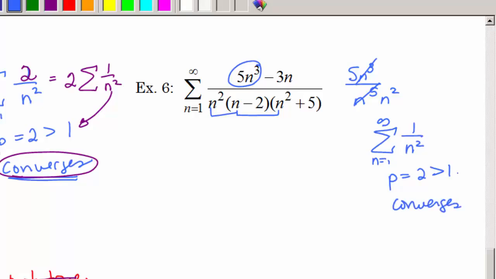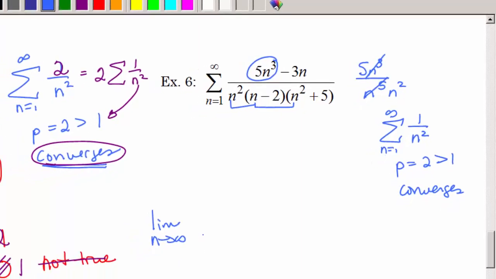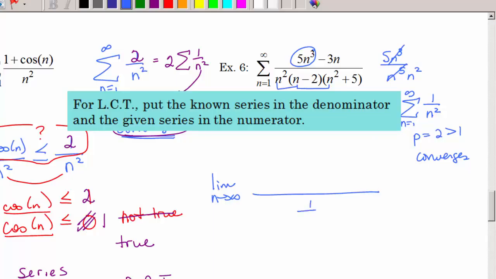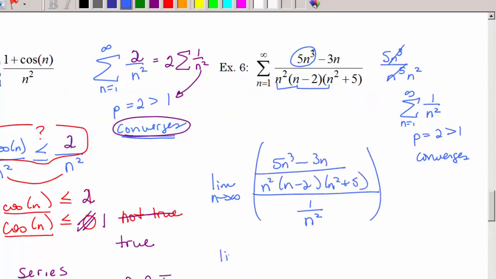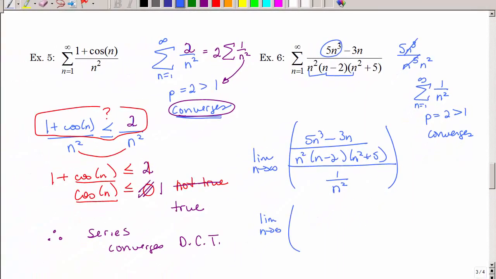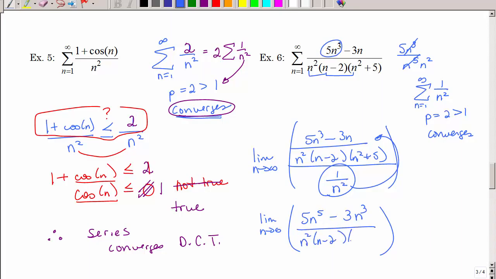so this converges. Do I want to use the direct comparison test? No, I think I'm going to use the limit comparison test. So I'm going to take the limit as n approaches infinity of what I've chosen to compare it to goes on the bottom, and what I've been given goes on the top. And again, let's flip and multiply. So we're going to multiply this reciprocal on top. So you would get 5n to the 5th minus 5n cubed, all divided by this ugly thing.